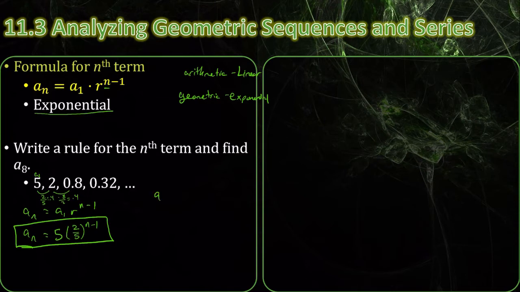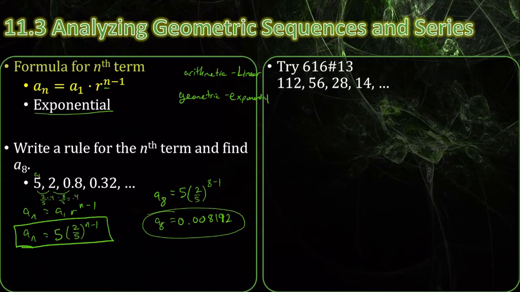All right, so now we want to know a_8. So plug in an 8. And you'll probably just have to put that in your calculator. a_8 turns out to be 0.008192 approximately. Why don't you pause this and try number 13.